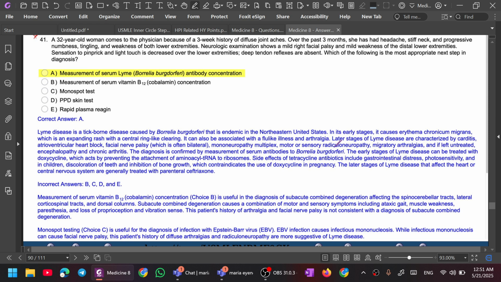The early stages of Lyme disease can be treated with doxycycline, which acts by preventing the attachment of tRNA to ribosomes. Side effects of tetracycline antibiotics include GI distress, photosensitivity, and in children, discoloration of the teeth and inhibition of bone growth, which contraindicates the use of doxycycline in pregnancy. The later stages of Lyme disease affect the heart or the central nervous system and are treated with ceftriaxone.